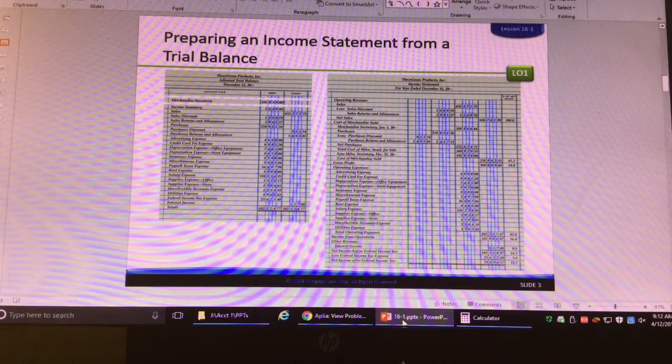When we prepare an income statement, we start with a trial balance. So the trial balance has all of our assets, liabilities, and equity. And then we do our adjustments, and then we transition into an income statement.